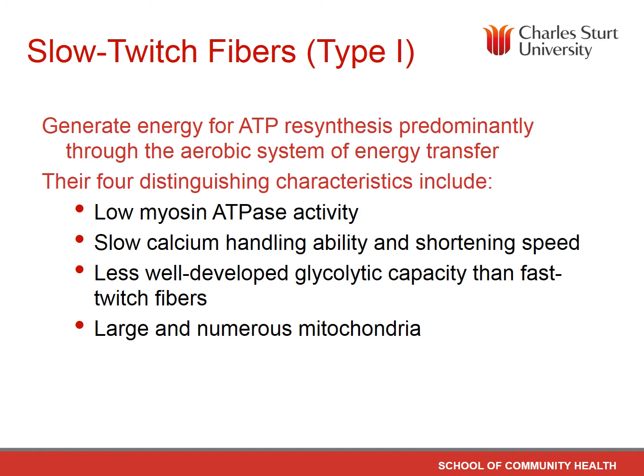Okay, so slow twitch fibers, or type 1, generate energy for ATP resynthesis predominantly through the aerobic system of energy transfer. And their four distinguishing characteristics are they've got low myosin ATPase activity, so the myosin breaks down ATP at a much slower rate, and this is why they generate less force. So myosin will split ATP, then it will bind to actin, and then it will release, and this all occurs much, much more slowly than in a fast twitch fiber.